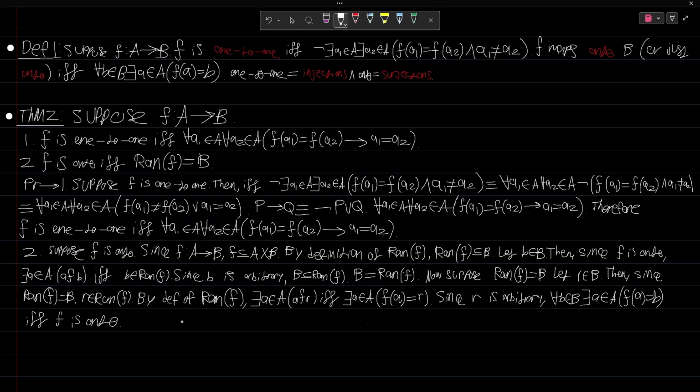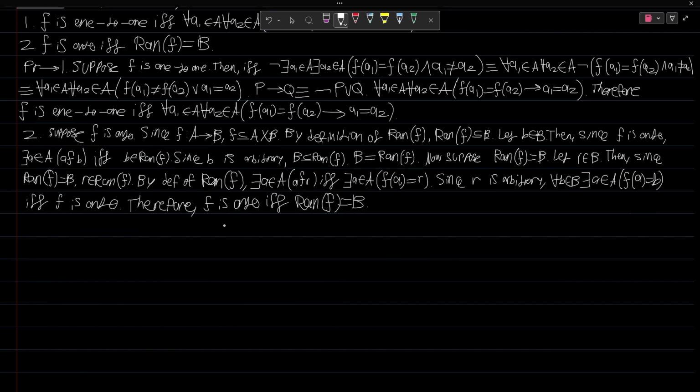Therefore, we can say that f is onto if and only if the range of f is equal to B. And actually, we can use this if and only if statement as a new definition for the term onto. But we're not going to do that.